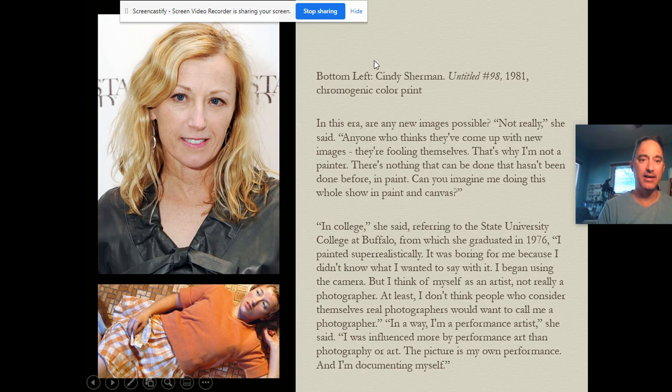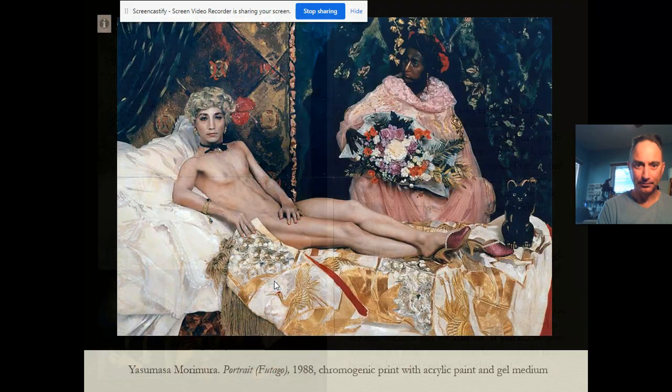Now, here is Cindy Sherman herself from 2002, I think. And this is her image from 1981. And you can see that she rarely looks like her images.